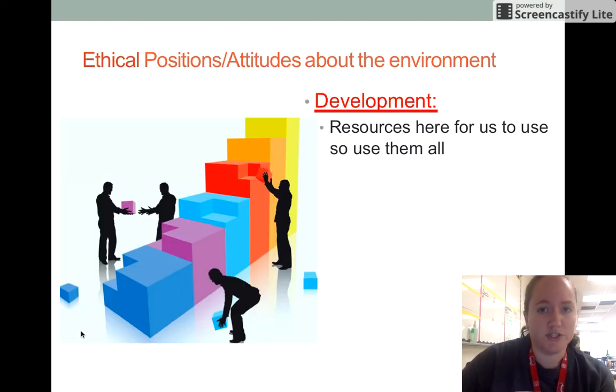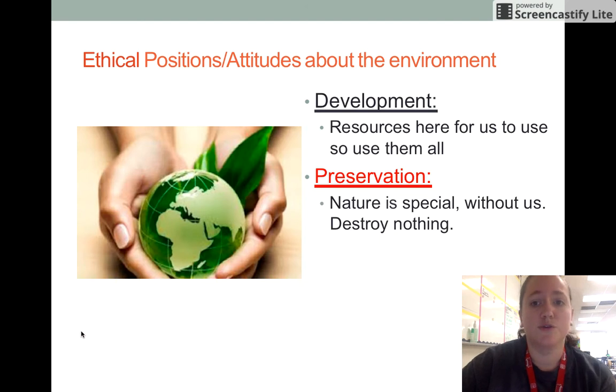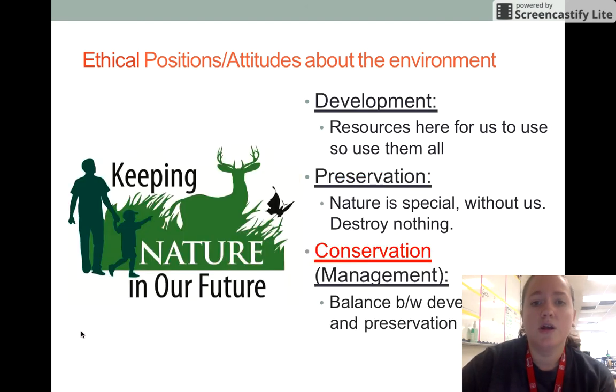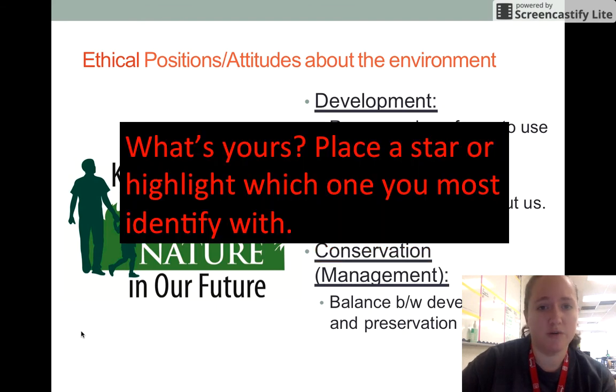So, some ethical positions, and you'll kind of notice that some of these go with the worldviews. There's the development ethic: that resources are here for us to use, so we should use them. There's the preservation ethic: that nature is special, so we shouldn't destroy nature. And then there's the conservation ethic, meaning that there should be a balance between development and preservation. So I'd also like you to star which one you feel like you most identify with.